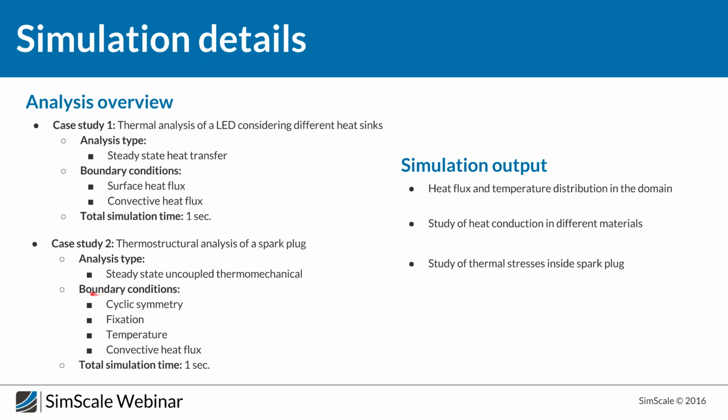The boundary condition which will be used is cyclic symmetry. I will come to it in a while when I show you the analysis in the browser, in the platform. So cyclic symmetry will be used, a fixation would be used, a temperature would be applied, for example, on the lower side of the spark plug, and then a convective heat flux also will be used, for example, for the air touching the outer side of the spark plug.